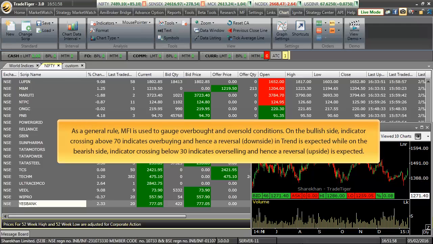As a general rule, MFI is used to gauge overbought and oversold conditions. On the bullish side, the indicator crossing above 70 indicates overbuying, and hence a reversal in trend is expected, while on the bearish side, the indicator crossing below 30 indicates overselling, and hence a reversal is expected as well.